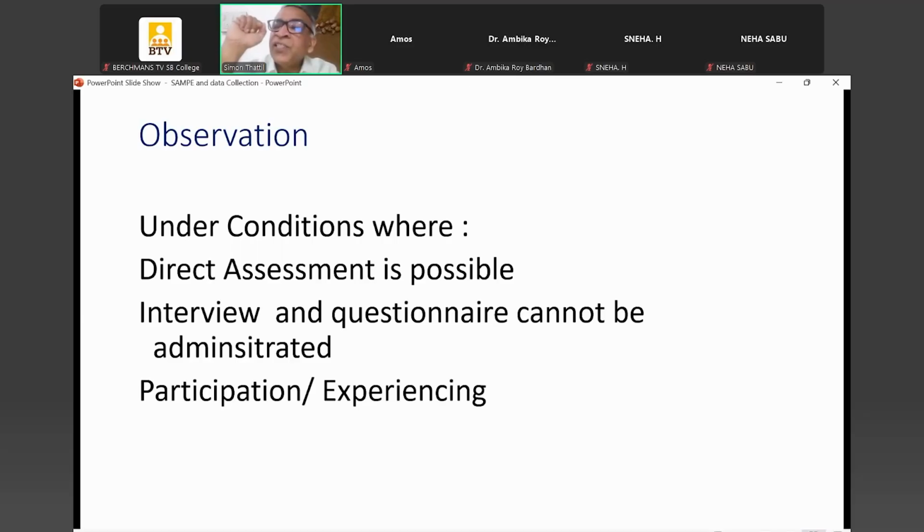Then there are certain cases, as I said earlier, where participation and experiencing is very important. That is where we talked about ethnography. I cannot go and ask questions, they will not give me the answers. They behave in a different form. That is where I said ethnic groups, tribes, or even people who behave in a different form in a different condition. Say, for example, how people interact in a bar.